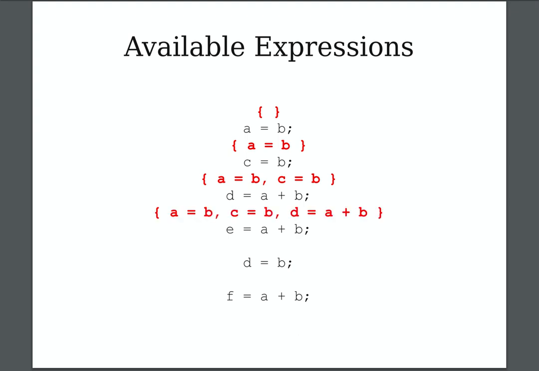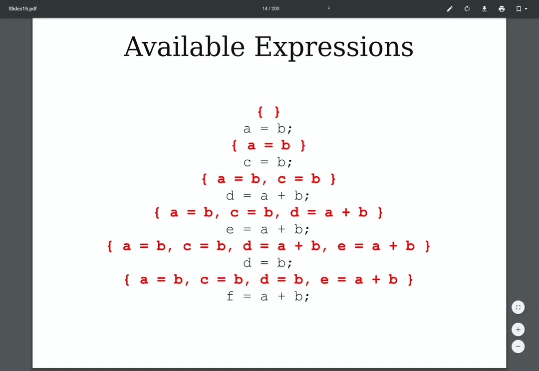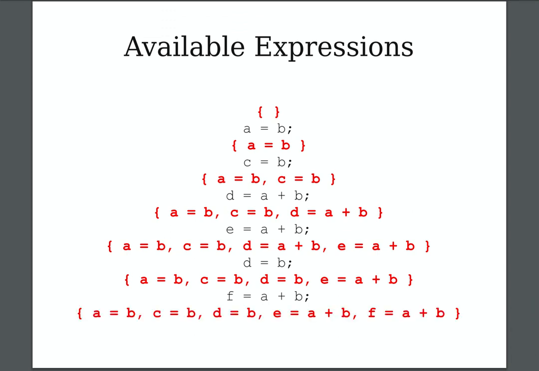So A equals B and C equals B is added. D equals A plus B gets added. E equals A plus B is added. And at this point, D is being reassigned. So whereas D equals A plus B was an available expression before this program point, because D is being reassigned, it's no longer available. And finally, we add F equals A plus B. That expression is now also available at any point in the rest of the program, at this point on.